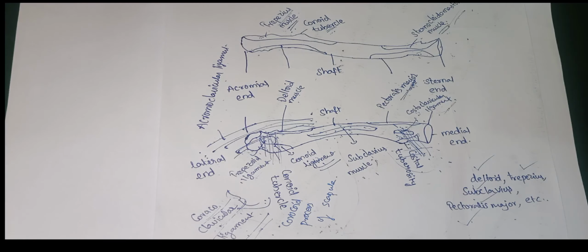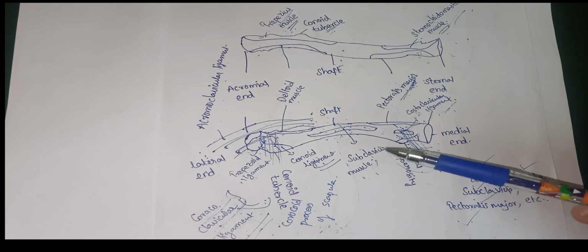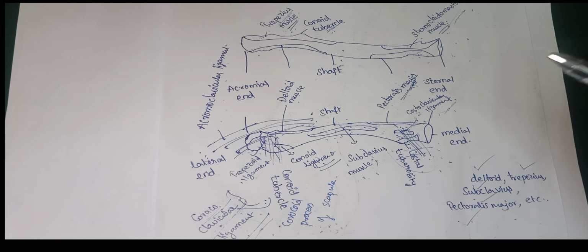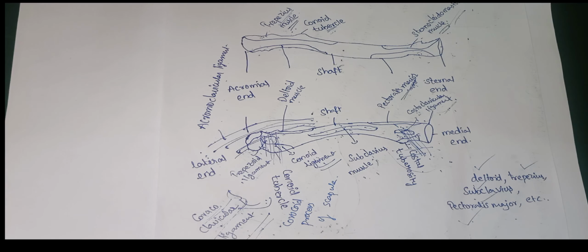The shaft plays a major role in the clavicle because it acts as the origin and insertion of many muscles. So this is an overview of the clavicle. We have learned some general features of the clavicle, the muscle attachments, where it is placed, and the ligaments that attach to it. Thank you so much.